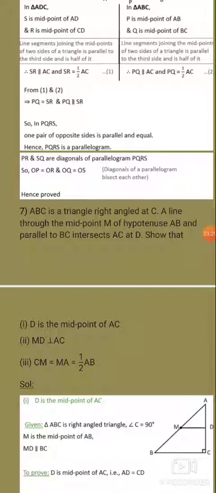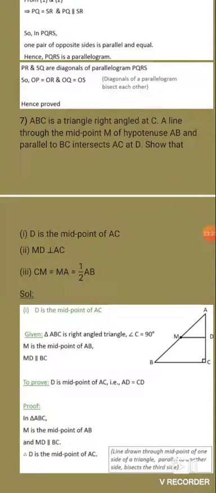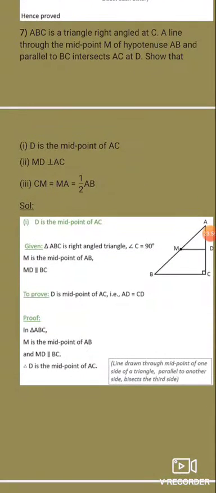Okay. ABC is a triangle right angled at C. A line through the midpoint M of the hypotenuse AB and parallel to BC intersects AC at D. Show that D is the midpoint of AC. Second, MD is perpendicular to AC. Third, CM is equal to MA is half of AB. Now the first one, D is the midpoint of AC.